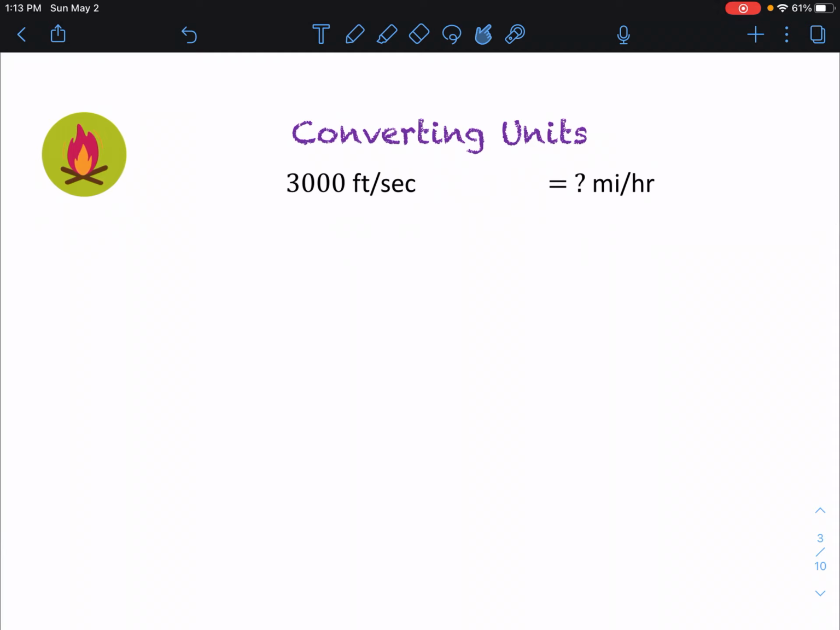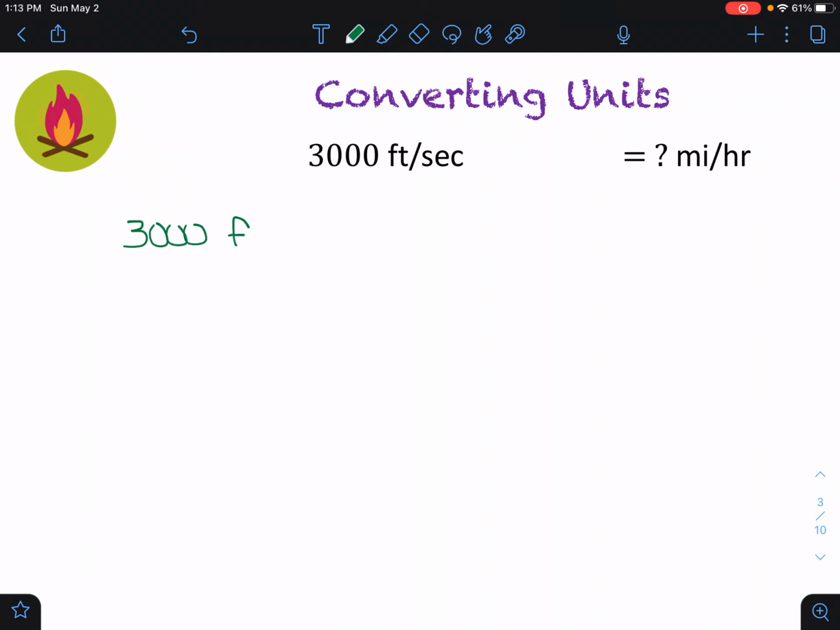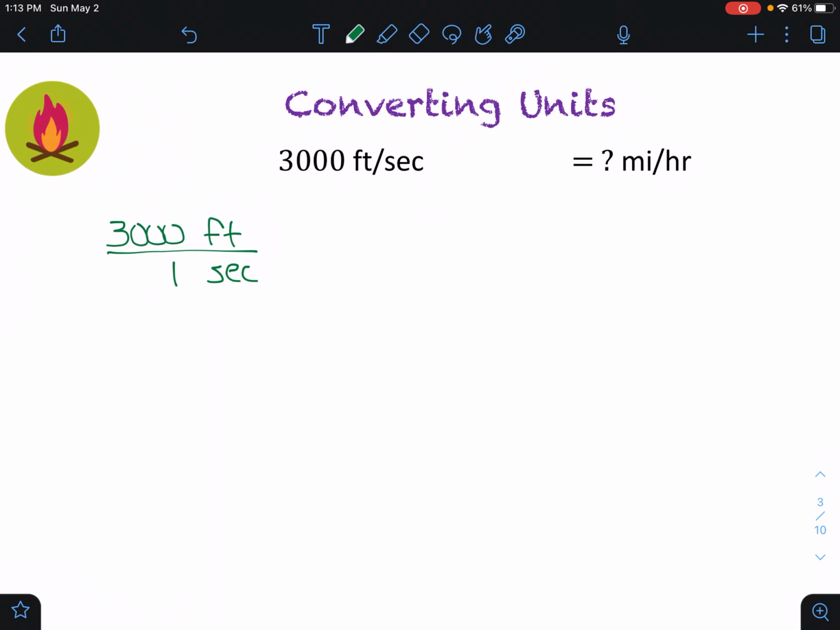So let's say I have a speed of 3,000 feet per second, and I want to convert that. What is that in miles per hour? We know that 3,000 feet per second means per 1 second. And in science, you do this a lot. You convert units. What you're going to do is multiply by a special form of 1. So I want to cancel out the feet, and I want it in miles.